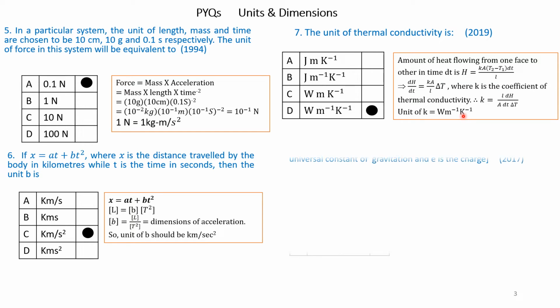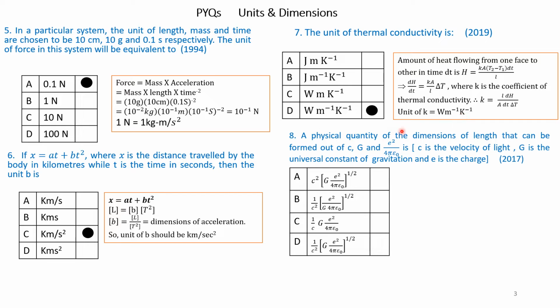Next question. Question number 8. A physical quantity of dimensions of length that can be formed out of C, G, and e square by 4 pi epsilon naught is, where C is the velocity of light, G is the gravitational constant, and e square by 4 pi epsilon naught, e is the charge of the electron, and epsilon naught is the permittivity. We have to find amongst the four different formulas given as option A, B, C, and D.